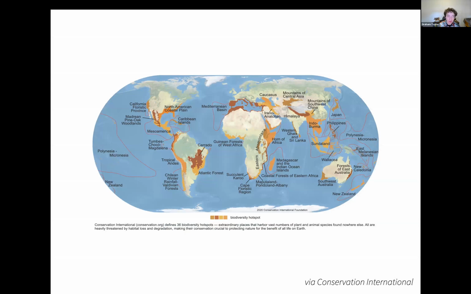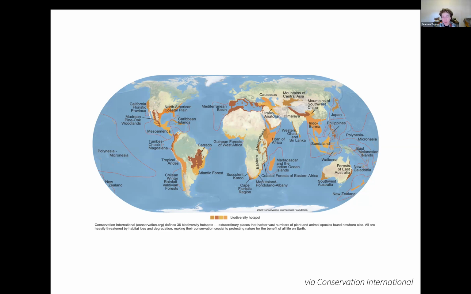But there are places on Earth that are both biologically rich and deeply threatened. And these areas have large numbers of endemic species. Those endemic species are species that are found nowhere else. Many of these are heavily threatened by habitat loss and other human activities. So in this picture by Conservation International, it shows these 36 regions where success in conserving species can have an enormous impact in supporting global biodiversity.